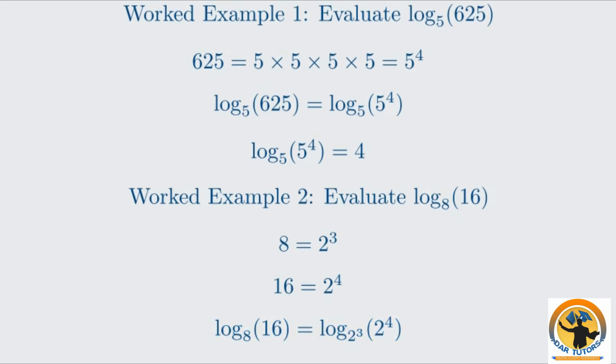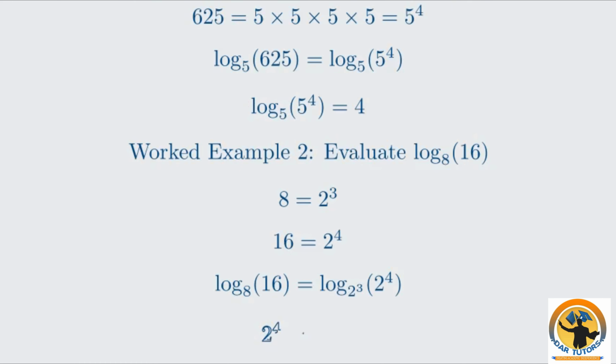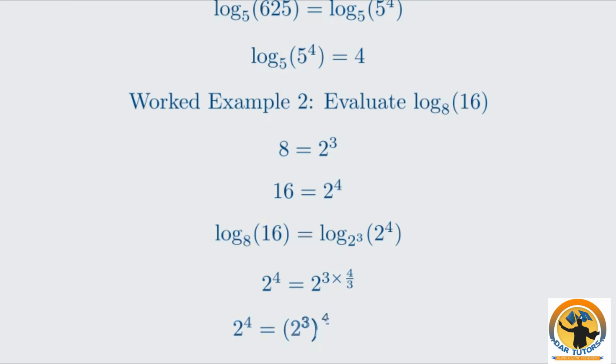To use the cancellation principle, we need the base of the logarithm and the base of the exponent to be the same. We can rewrite 2 to the power of 4 in terms of base 8. We can write 2 to the power of 4 as 2 cubed, all raised to the power of 4 over 3. This is because 3 times 4 over 3 is 4. Now, since 2 cubed is 8, we have 2 to the power of 4 is equal to 8 to the power of 4 over 3.